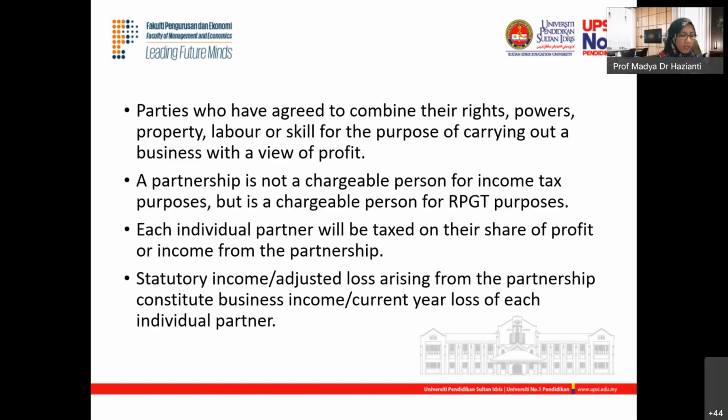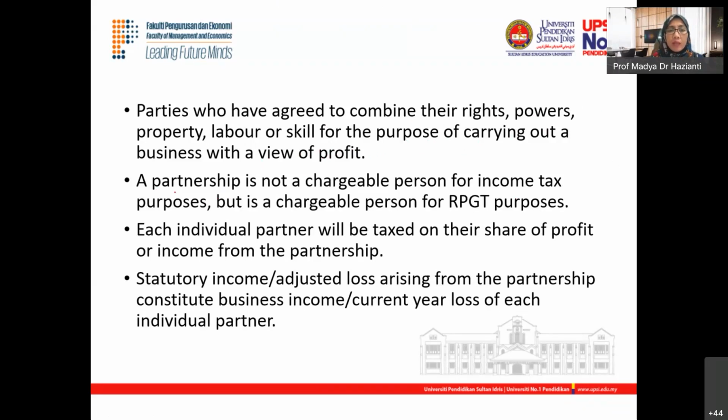Alright, so for partnership income, we want to know first of all what it means to have a partnership, right? A partnership means parties who have agreed to combine their rights, powers, property, labor, or skill for the purpose of carrying out a business with a view of profit. Okay, they want to do business, but they need a partner.